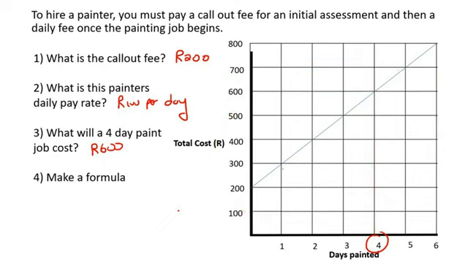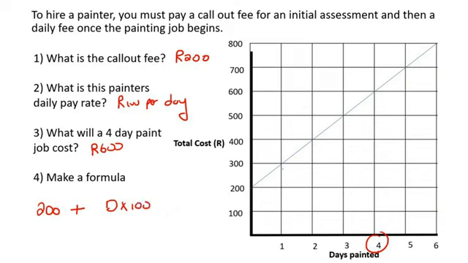Okay, so we know that the amount of money that this painter will earn, so the amount of money that the person will make, will always be 200 Rand for the call-out fee, plus, for every day that the person paints, they earn 100 Rand. So we could say the number of days multiplied by 100. Okay? Does that make sense?